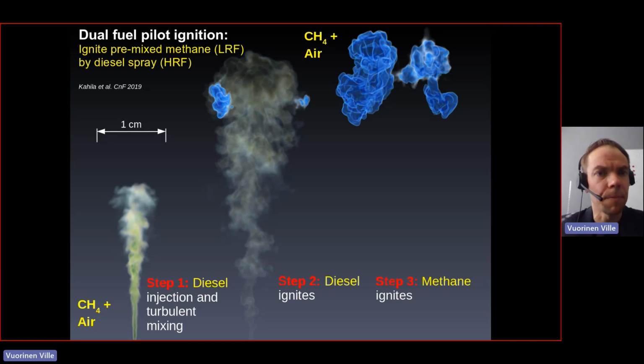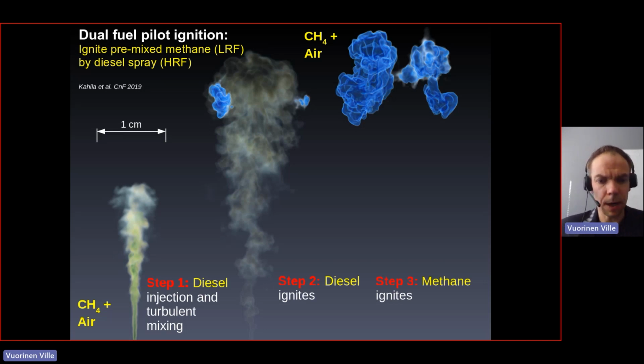So what is dual-fuel pilot ignition? You want to ignite premixed methane, the low reactivity fuel, by a diesel spray, the high reactivity fuel. And here you see a sequence, 3 time snapshots from a diesel spray evolution.